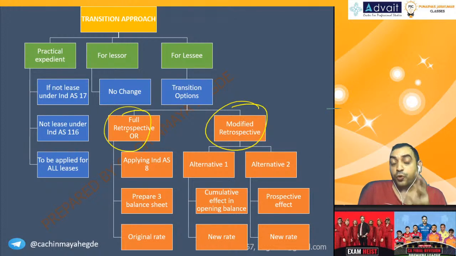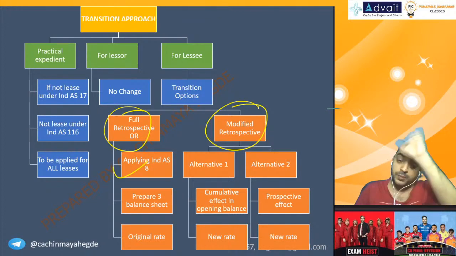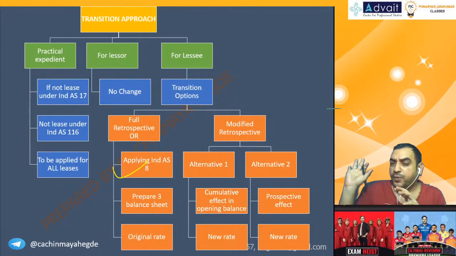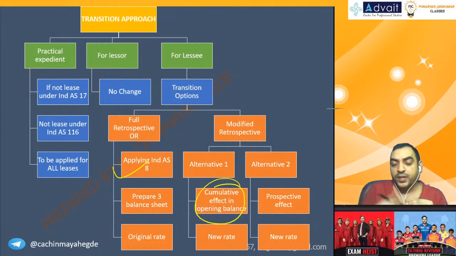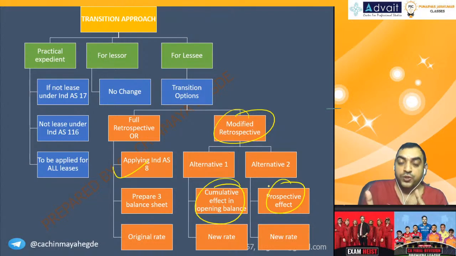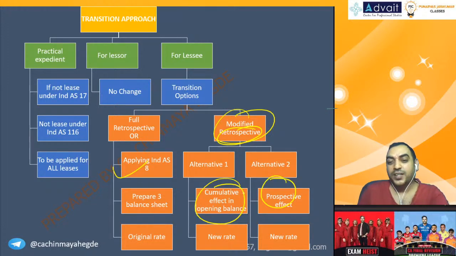Full retrospective means you go from the beginning and prepare 3 balance sheets and all. And modified retrospective approach means don't change anything beyond; give the cumulative effect only in the opening balance, and give comparative opening balance and current year. And modified retrospective means don't go for cumulative change also; for the remaining cash flows and remaining time period, you account for lease liability. Actually, retrospective approach is not a good name because we are giving prospective effect, but the institute has given that name, so we are also giving that name.